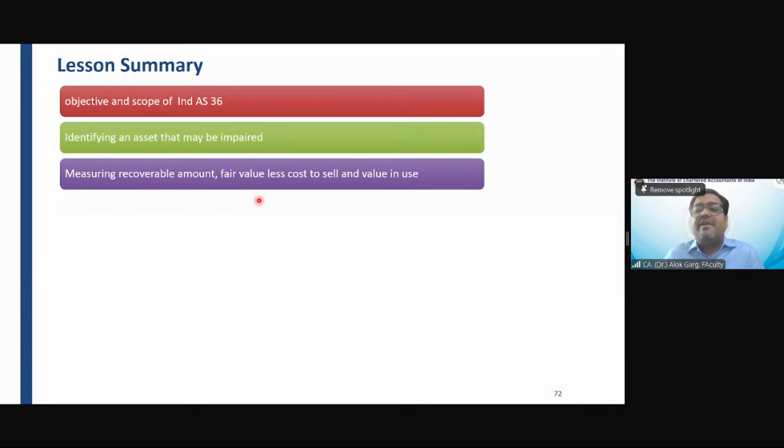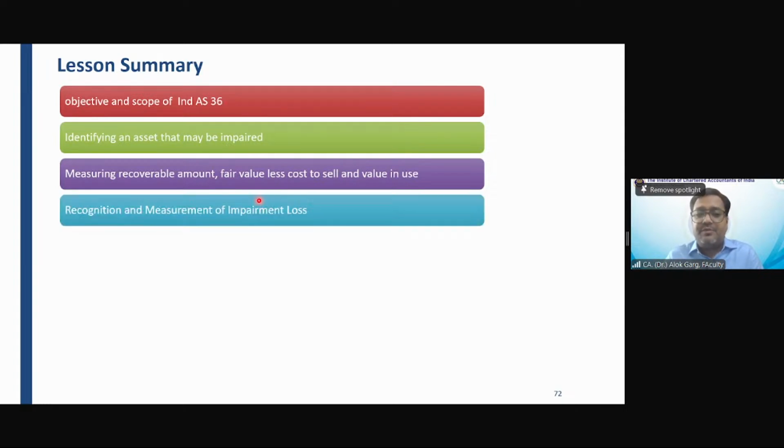You have to measure the recoverable amount, which is the higher of fair value less cost to sell and value in use. You need to recognize and measure impairment loss. What is my impairment loss? It is equal to your recoverable value minus carrying value. You need to recognize impairment loss in the P&L, unless there is a revaluation surplus, in which case you need to adjust your revaluation surplus.